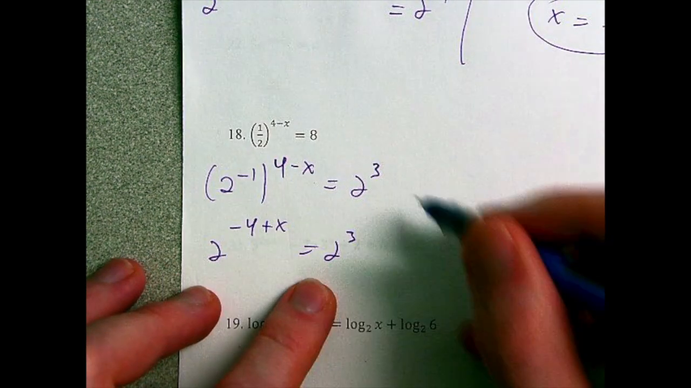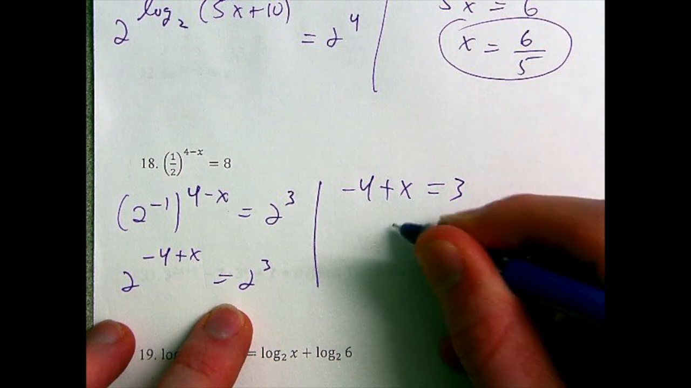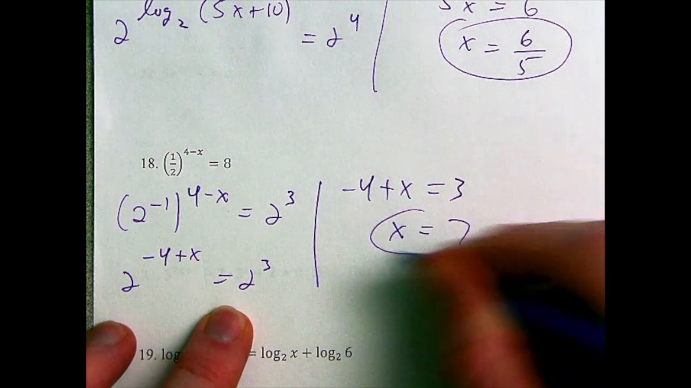Okay, so now equate the exponents. I have negative 4 plus x equals 3. Add 4, I get 7. Great.